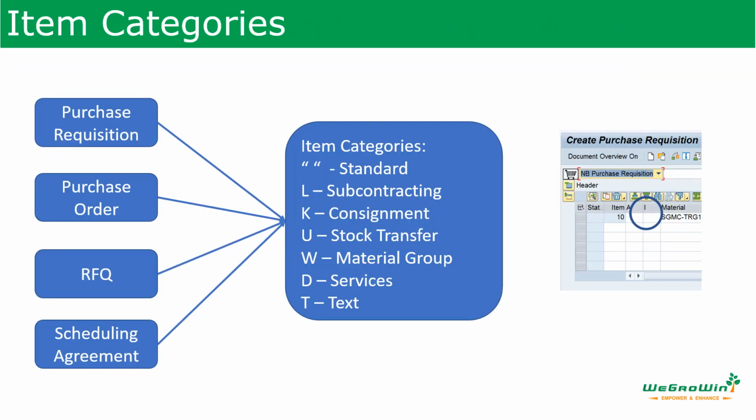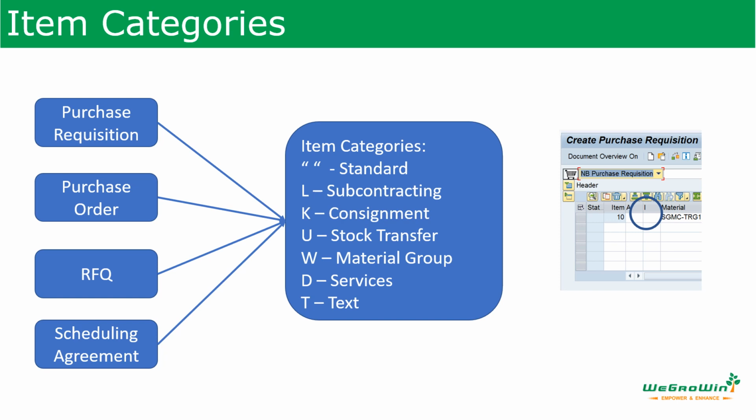One of the first inputs we need to enter here is the item category. The item category defines whether an item requires and can have a material number, account assignment, goods receipt, and invoice receipt. The item category displayed depends on the document type. In customizing, we can define which item categories are allowed for which documents.